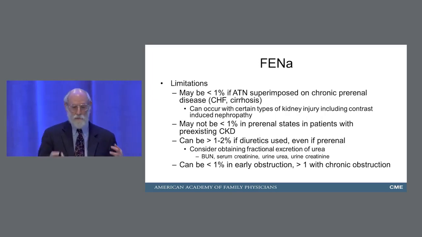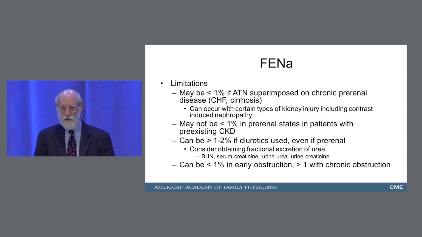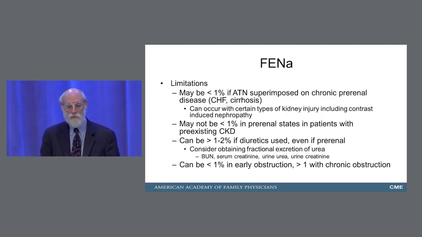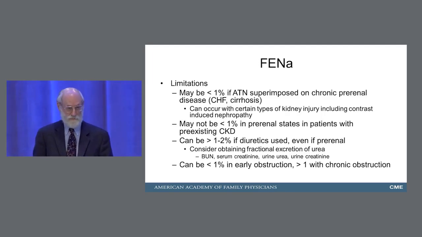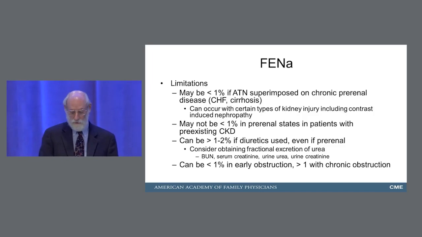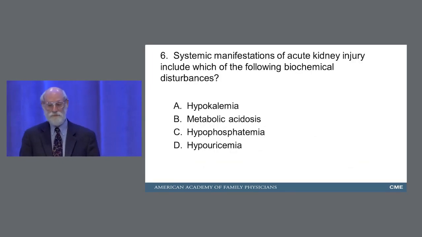It can be over 1 if diuretics are used. So if you have a person on diuretics and you can't interpret a FeNA, do a fractional excretion of urea. Check the BUN and a urinary urea, and then you can interpret it. With early obstruction or chronic obstruction, it can be all over the place.